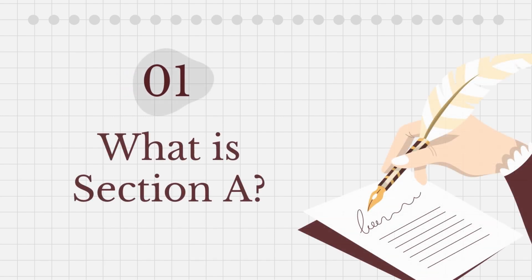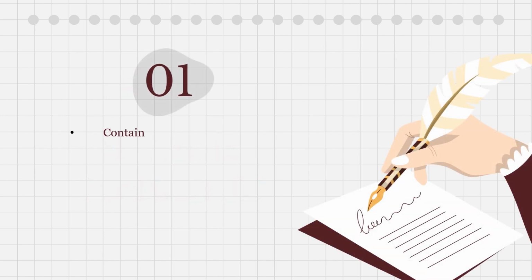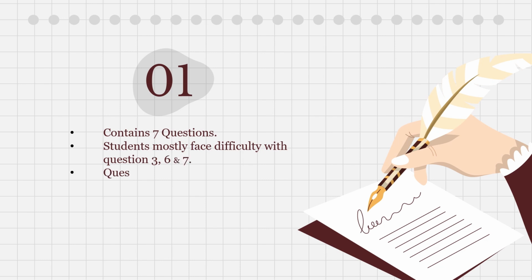Let us start with section A, which has 7 questions. We will focus mainly on questions 3 or 6 and question 7, where students tend to struggle the most. Question 3 or 6 are text analysis, and question 7 is the comparison of the two given texts. Question 3 or 6 is all about analyzing the provided text.